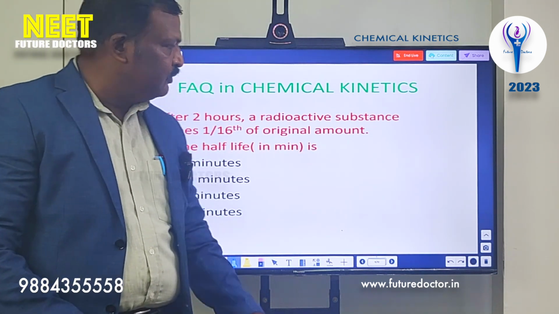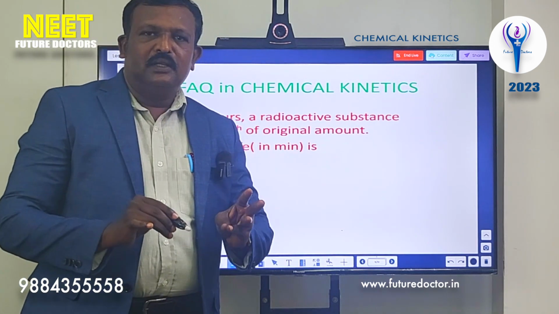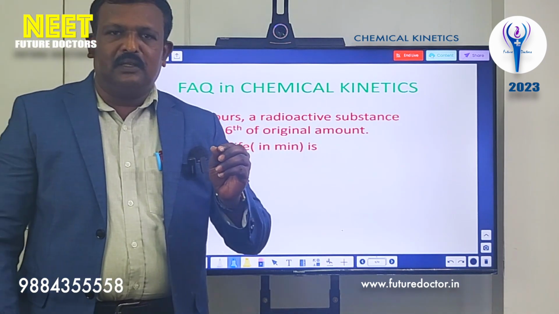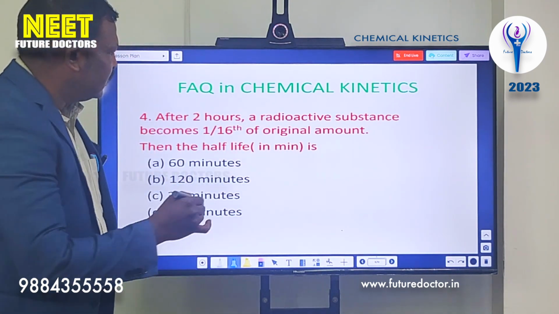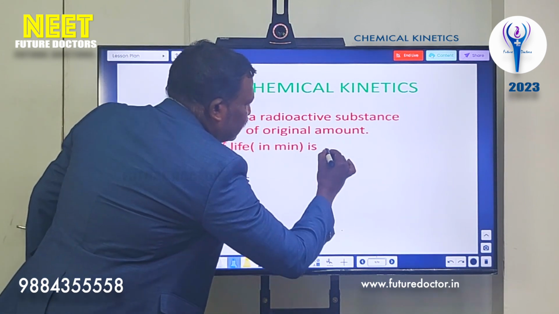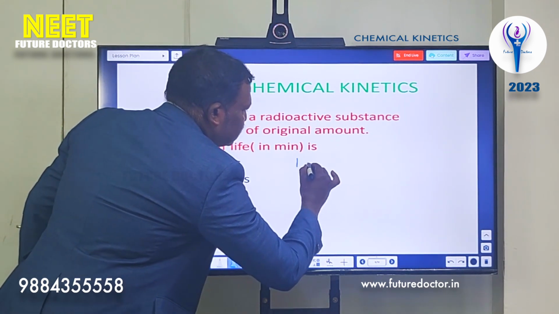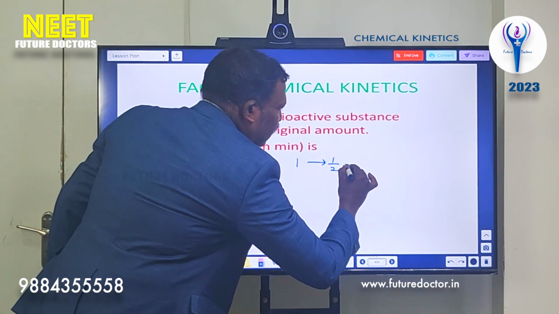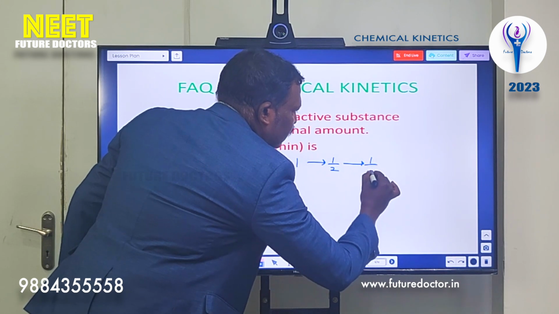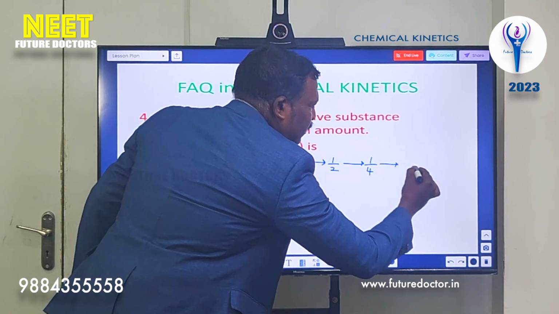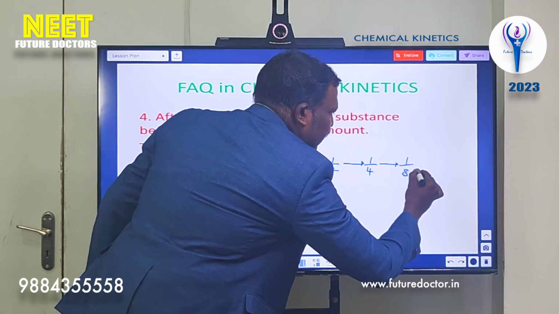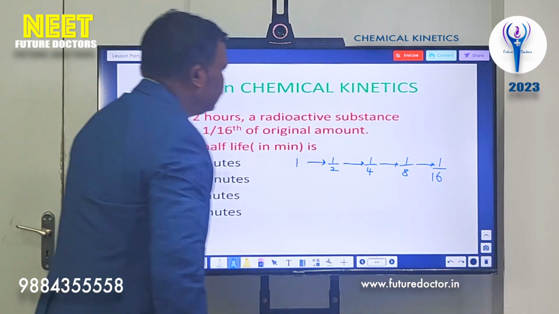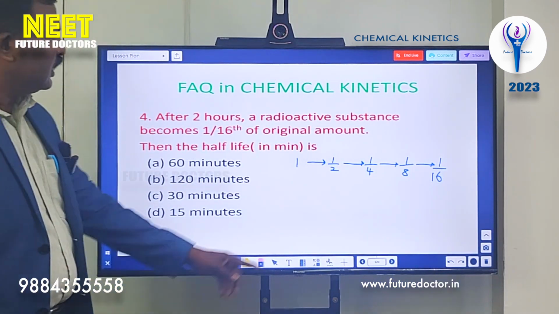Suppose here 1/16th means initially we consider as what? 1 gram. Understood? If a percentage is given, the initial percentage we consider as 100. If a fraction is given, initially we can consider as 1. Understood? Suppose if you have 1, it becomes what? I told you, half. Then 1/4. 1/4 becomes 1/8. 1/8 becomes 1/16.